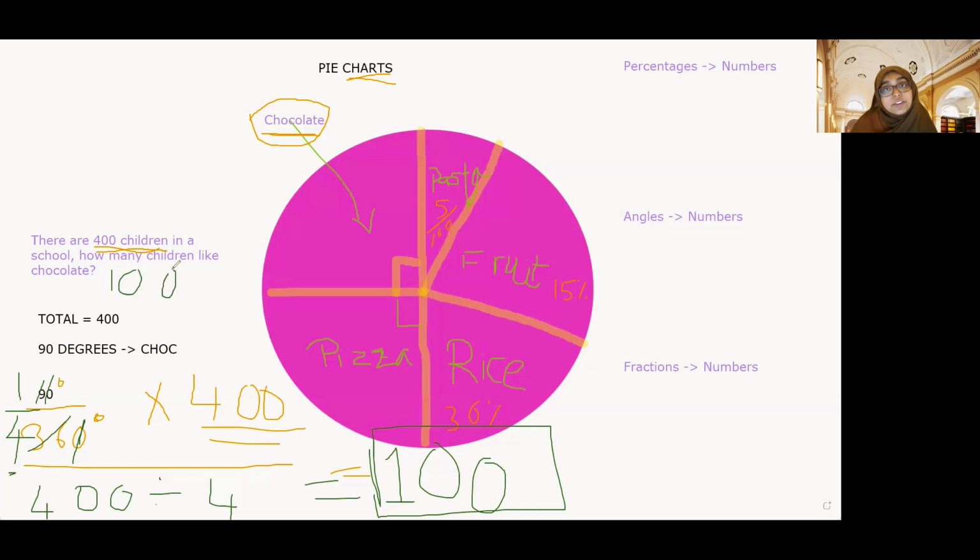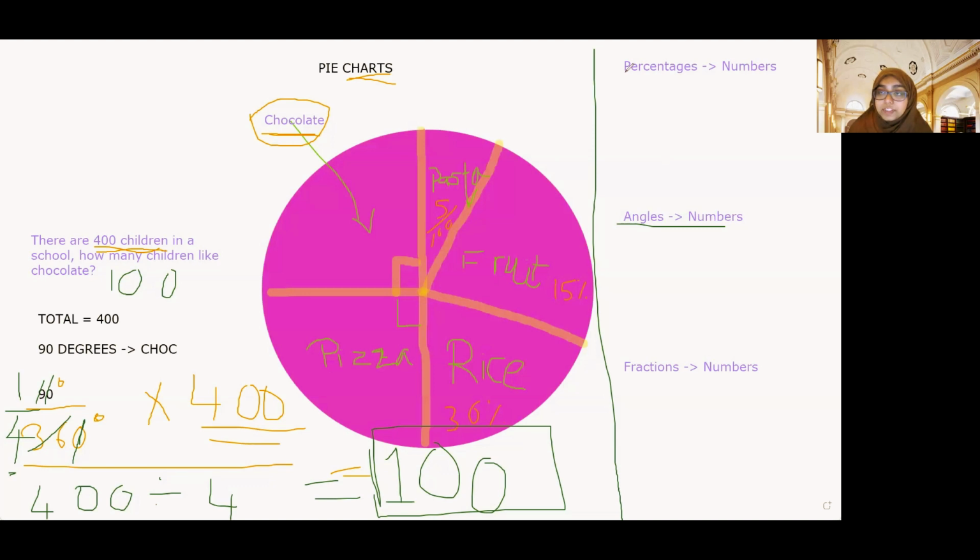Okay, that's great. So it's great if you got the answer. If you didn't, then maybe rewind the video and have a look at how we did it. And if you did, that's great. So we can move on to the next bit. So now we see that we turned an angle into a number. We made our 90 degrees into the number of children who like chocolate. So this is one type of problem that can come up.